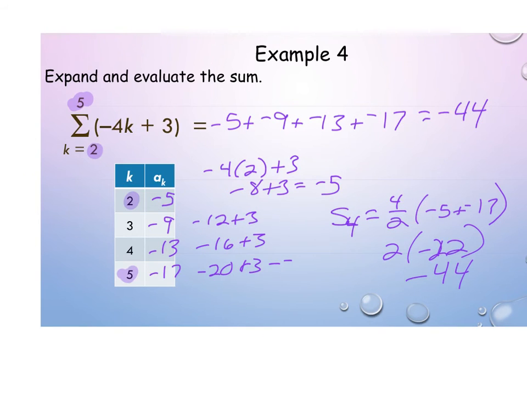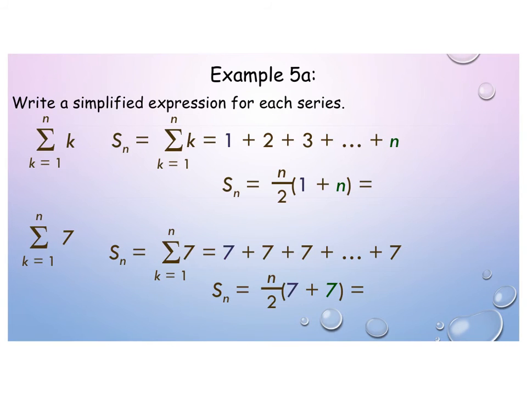You need the formula if we have a large summation. If I say the sum as k goes from 1 to 600, what's the sum? Much harder to figure out. So that's when you're going to use the formula. Write a simplified expression for each series. What they want is basically your explicit formula. No, they don't. Oh, the series. So you want the sum formula.